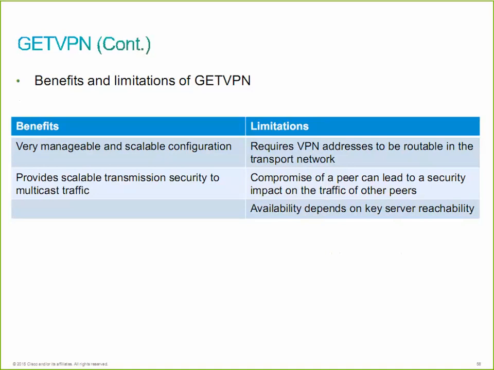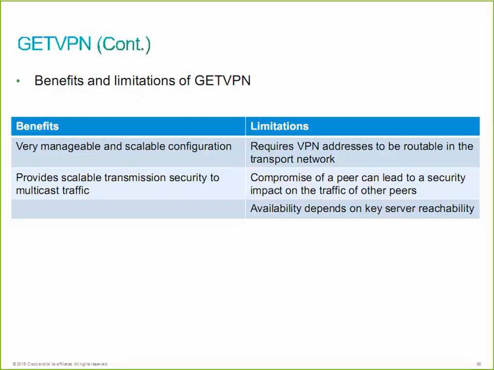VPN addresses have to be routable in my transport network. This is a direct consequence of original IP header preservation. We didn't really get into the packet format of GETVPN, but in most cases GETVPN requires the original IP header to be preserved. So that means that in most cases, that's going to prevent GETVPN from being used over the internet because we have to have that routable tunnel header outside of the other encrypted header information.